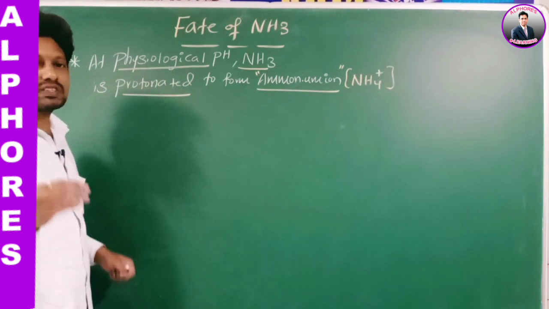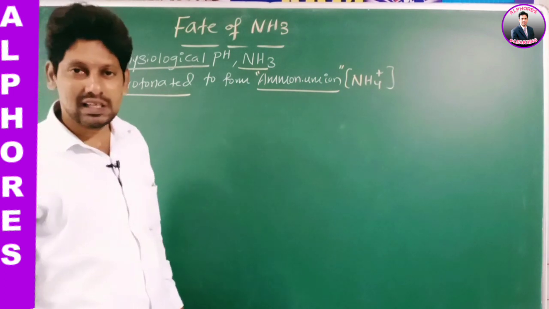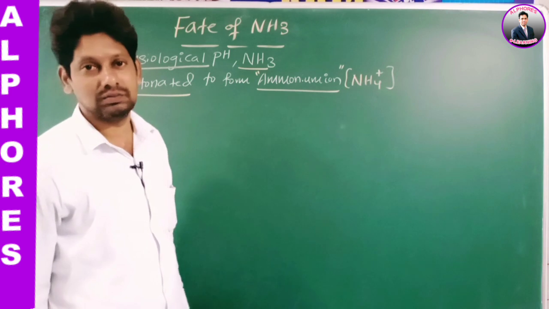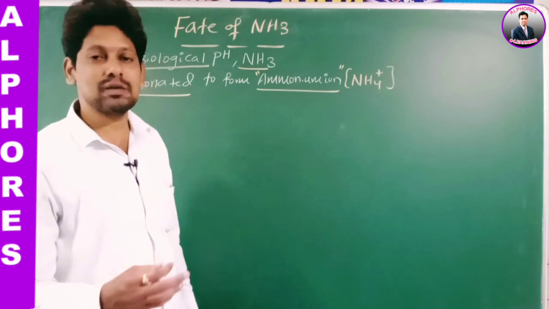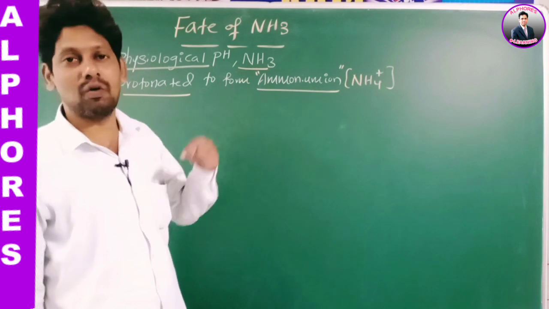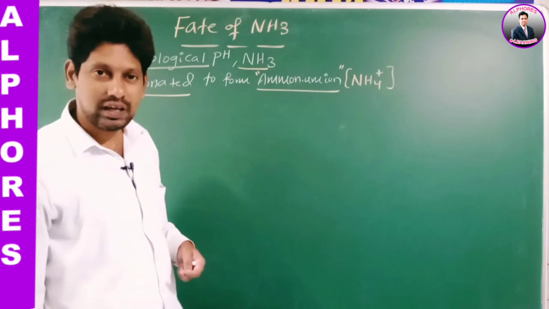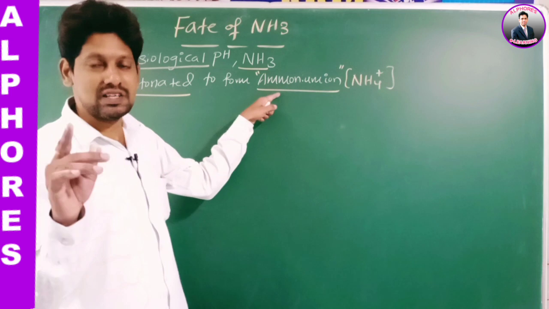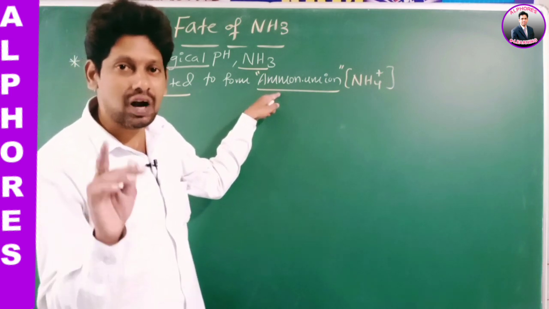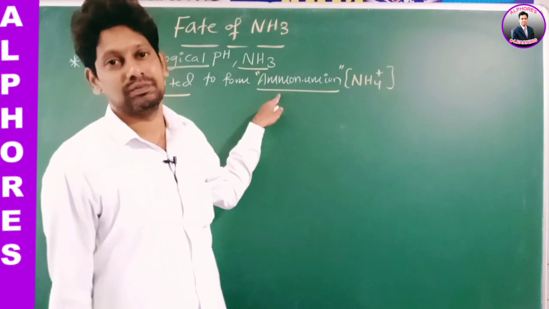Most of the plants can assimilate nitrate and ammonium ion. Most of the plants can assimilate what? Nitrate and ammonium ion. But this ammonium ion is toxic. So this ammonium ion should not accumulate in the plants.